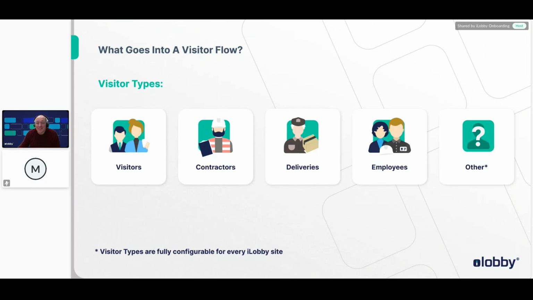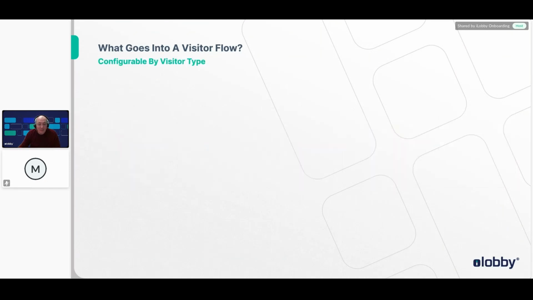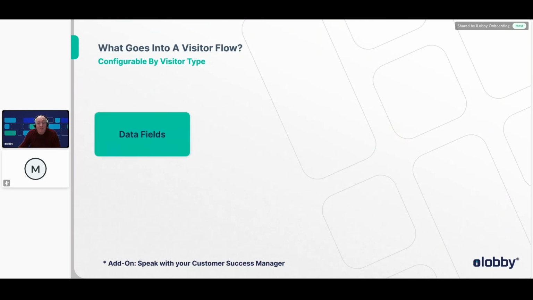So some of these slides may look familiar if you attended that session, but visitor types are fully configurable for every iLobby site. Common visitor types that we see for different clients include visitors, contractors, deliveries, as well as of course employees, which is going to be the main focus of today. Now, remember, there's also a number of different variables that can go into a visitor flow, and these requirements can all be configured based on visitor type.